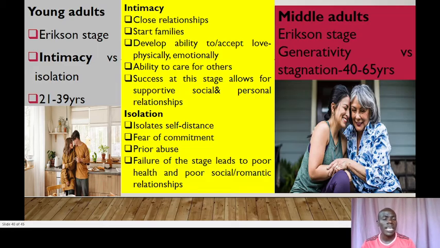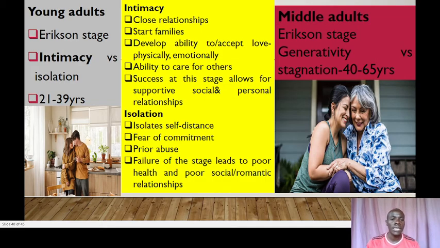So in intimacy, these kids want to develop close relationships with friends and family. They have to start families. They want to develop the ability to accept and be loved, both emotionally and physically. They also want to be able to care for others. Remember, success at this stage allows for supportive social and personal relationships.